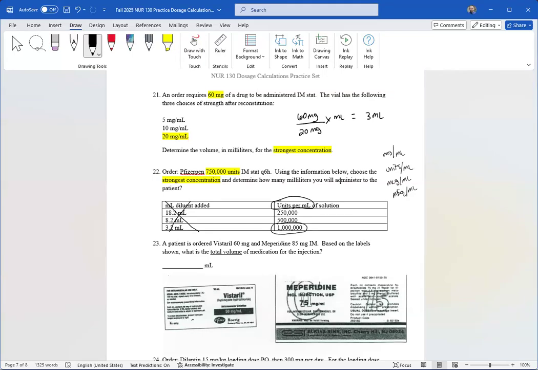So now that you know what that is, now you just take your order, 750,000 units over the 1 million units. And then you're going to get 0.75 milliliters. And that is your answer. You don't round that. Okay. Does that help now that we're all on the same page of the question?